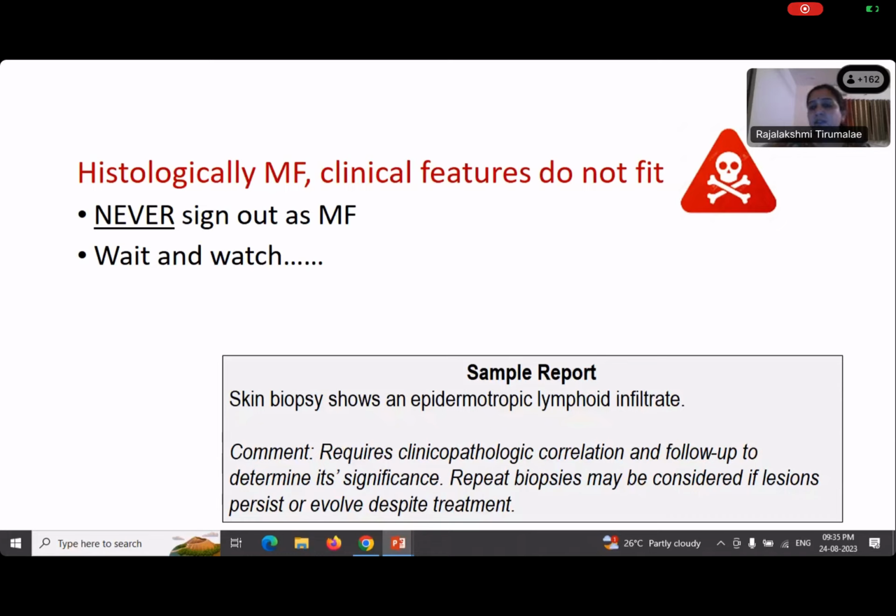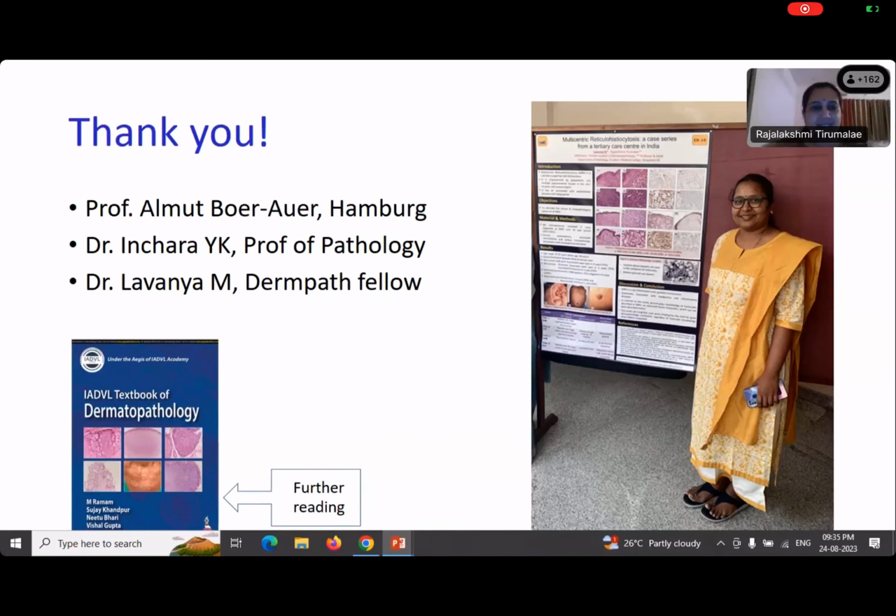You could say, we don't know the significance, it requires follow-up. If it doesn't resolve, always consider repeating a biopsy, right? So that was actually a non-inflammatory lesion, which masquerades as an inflammatory lesion. So I think with that, we've come to the end of this slide seminar.